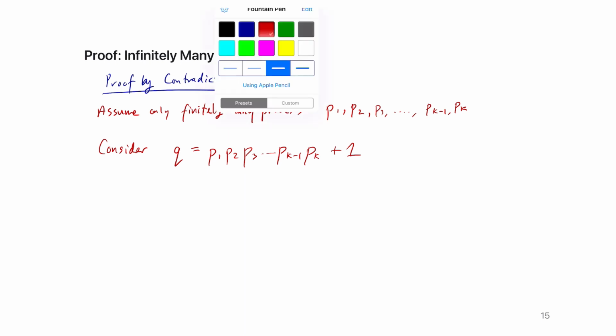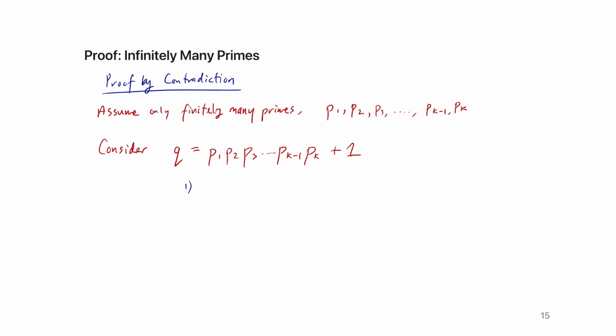Okay? And so now, there are two cases. Well, there's case one, Q is prime. And that would be a contradiction because clearly Q is not in this list because it's bigger than every single number in that list. Okay? But the other more interesting case is when Q is not prime. And by the fundamental theorem of arithmetic, any number that's not prime, what does it have? Right, we can write it as the product of prime factors.